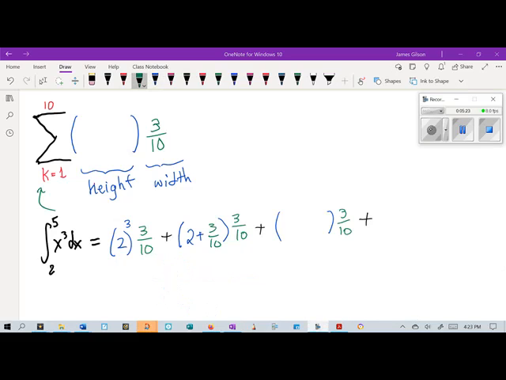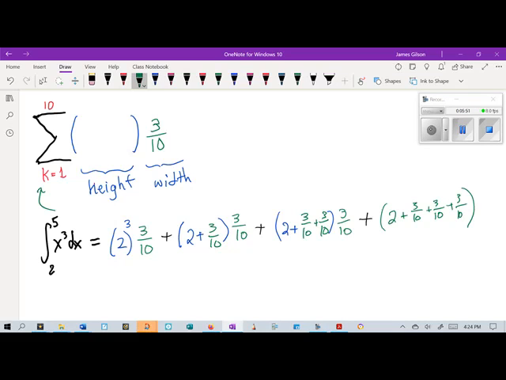Then what x would we use for the third rectangle? Well, that would be 2 plus 3/10 plus 3/10, because we'd have to move over 2 interval widths. And what's the next one going to look like? Well, it's going to be similar. It's going to be 2 plus, but we're going to have to add 3/10 3 times.